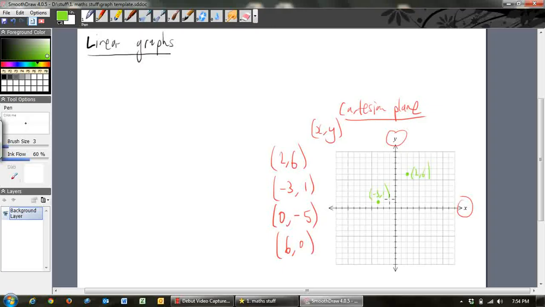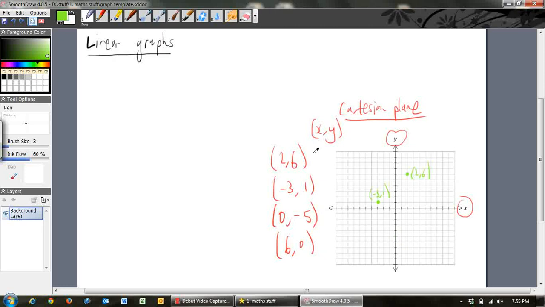(-3, 1). That's that one. Here, the x value is 0. In other words, it doesn't move anywhere, left or right. But then the y value is -5. So this point is 1, 2, 3, 4, 5, that's that point down there. (0, -5). We'll just label it like that. And the last one has an x value of 6: 1, 2, 3, 4, 5, 6. And a y value of 0. In other words, it doesn't go up and down, it just sits right there on the line. So that's (6, 0). So there are a couple of points. So that's the Cartesian plane, there you go. Hopefully you're familiar with that.